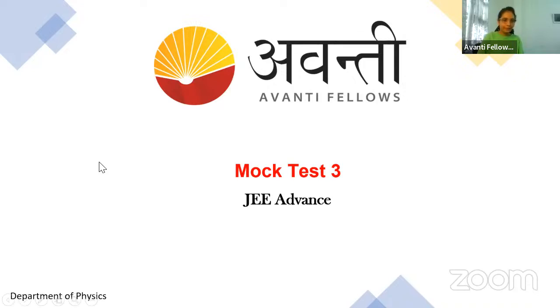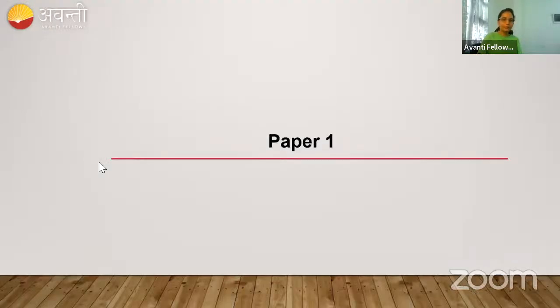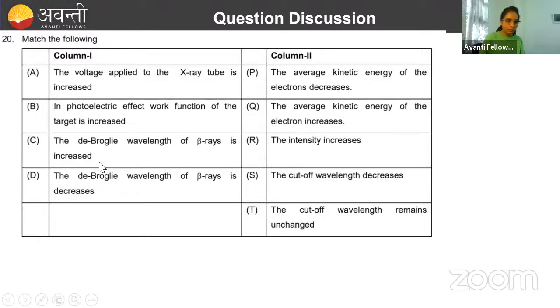Chalo, let's see. Let's discuss the question. In physics, the question was not difficult actually, but yes, it needs a slight bit more practice. If that is there, definitely you will make it happen. So I have taken the first paper first. Question number 20 I have picked first.